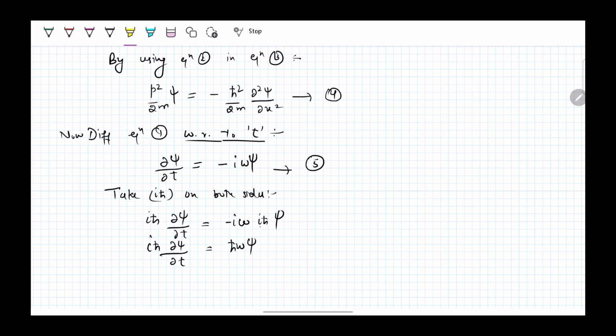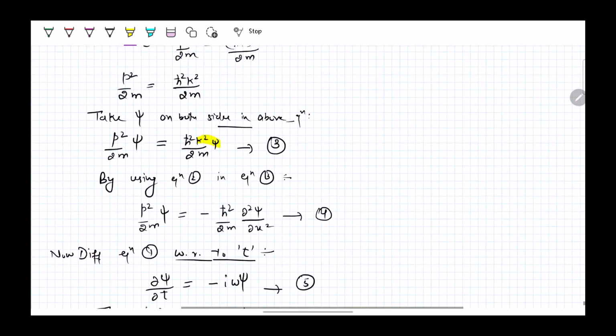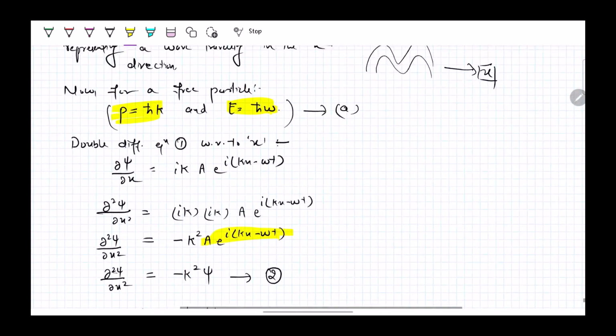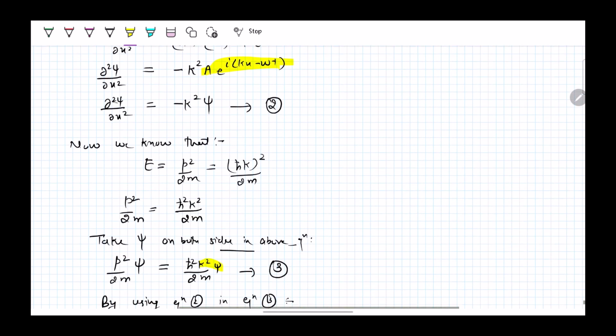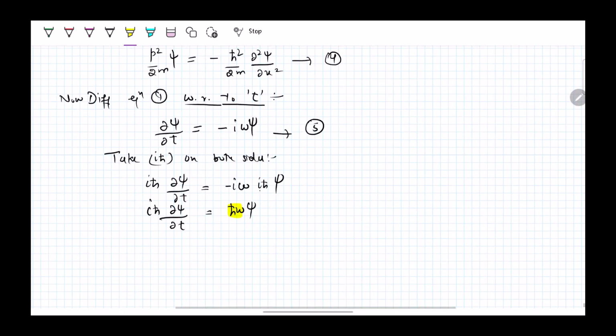Now here we are getting ħω, and we have already discussed that ħω in quantum mechanics is E, energy. So we can replace this ħω with energy. So we are getting iħ ∂ψ/∂t equals Eψ, right? And this is my equation number 6.